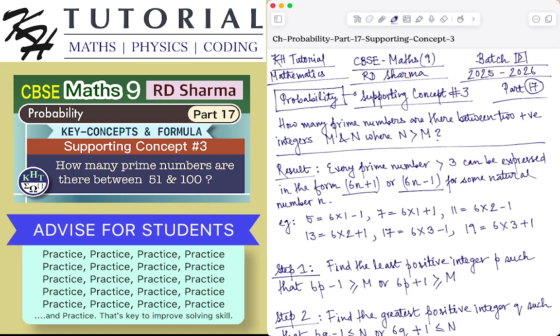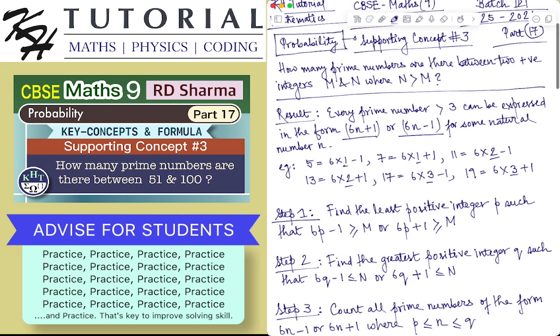As an example, you can see the prime number 5 is 6 into 1 minus 1. So n here is 1. Similarly, the prime number 7 can be expressed as 6 into 1 plus 1. So n is 1. The prime number 11 can be expressed as 6 into 2 minus 1. So n is 2. Similarly, 13 is 6 into 2 plus 1, n is 2. 17 is 6 into 3 minus 1, n is 3. And 19 is 6 into 3 plus 1, n is 3. Okay, so this is the main concept.